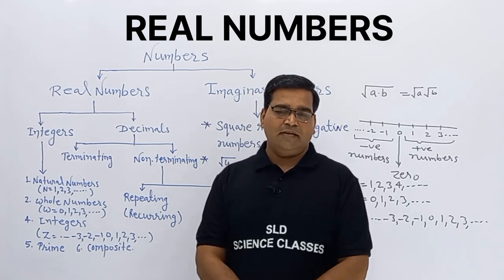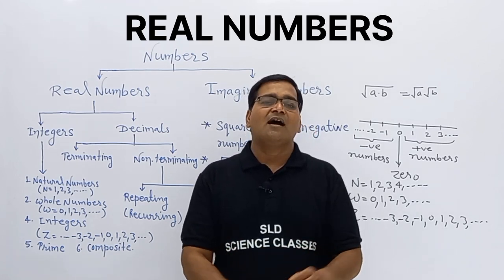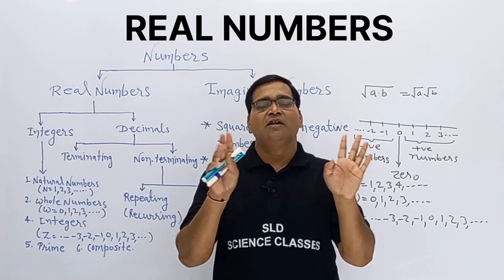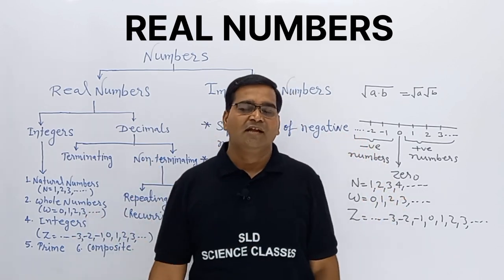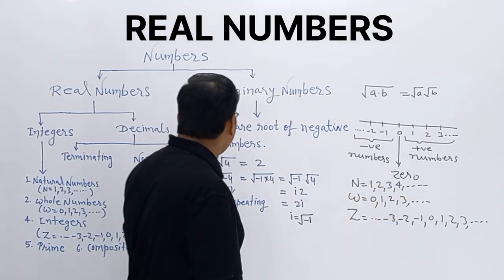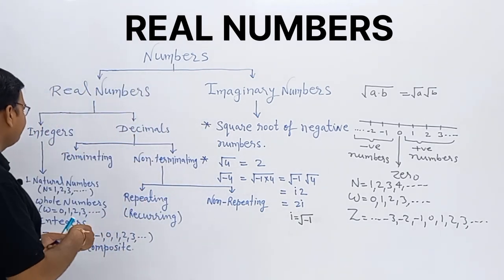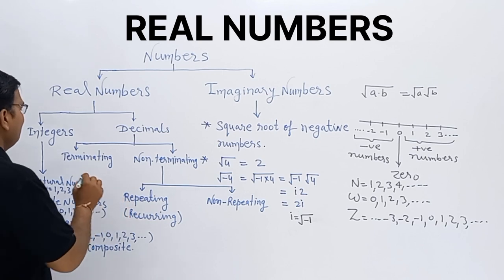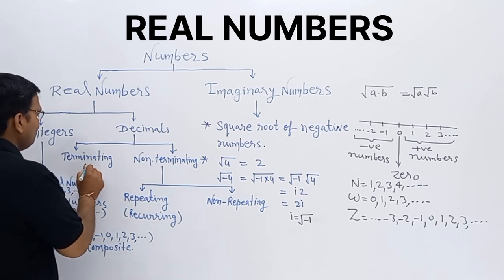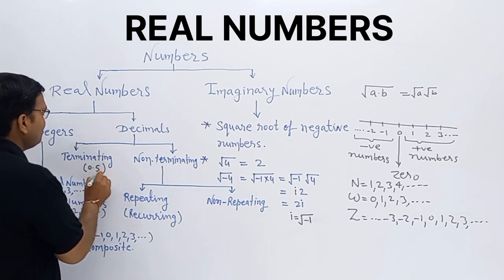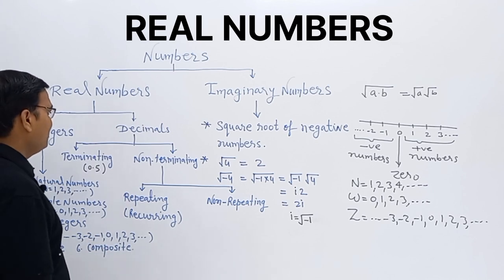Okay. Now decimals. Now what about the decimals? Decimals are categorized in two ways. Either they are terminating or non-terminating. Decimals दो हो सकते हैं, या तो terminate होगा या non-terminate होगा. How about the terminating? Terminating means like this number 0.5. This is what? Terminate.